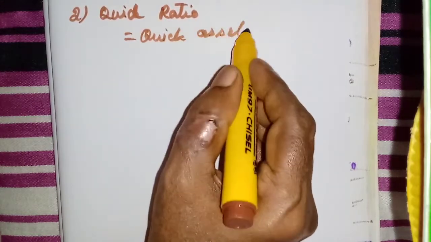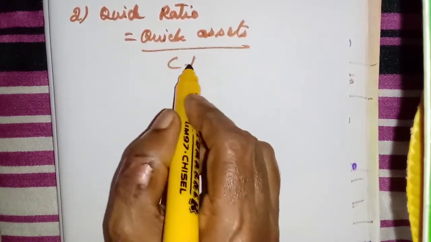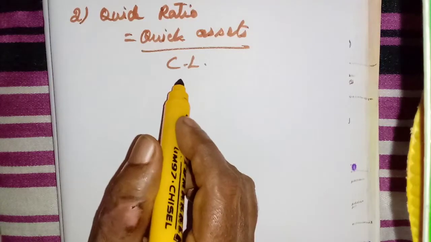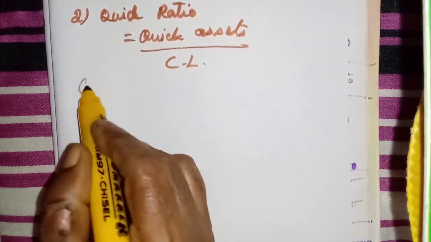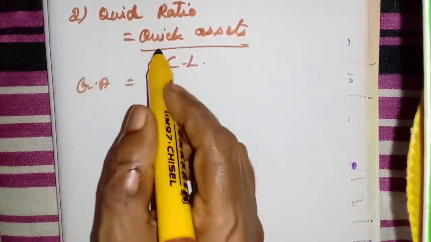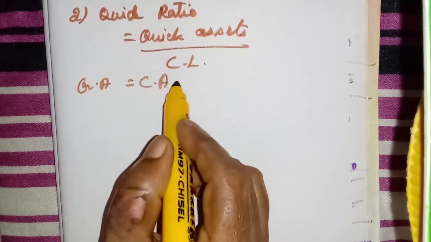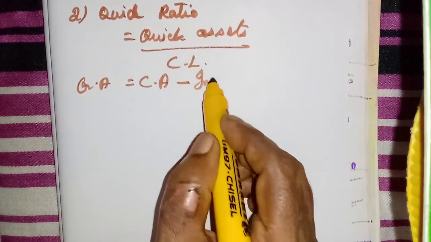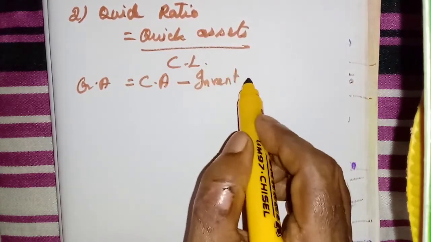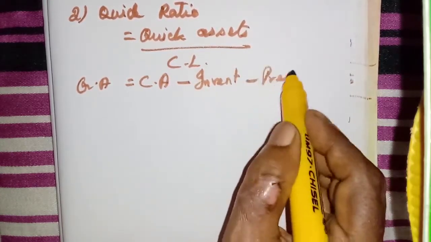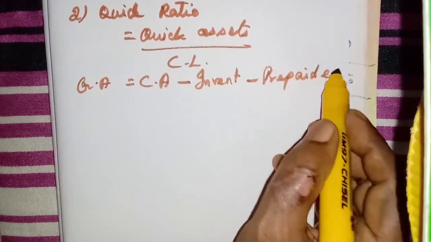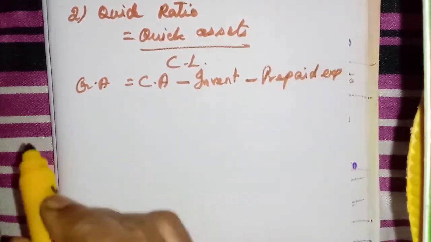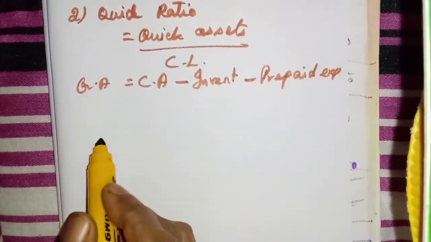Quick assets divided by current liabilities. Current liabilities we know all the items. Here quick assets we need to calculate. Quick assets means current assets minus inventories minus prepaid expenses. These two we need to exclude from the current assets, and we will get the quick assets.